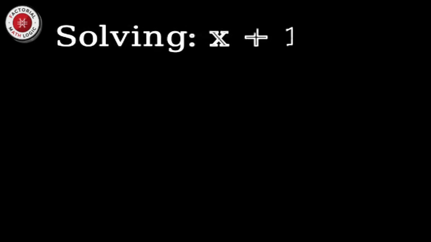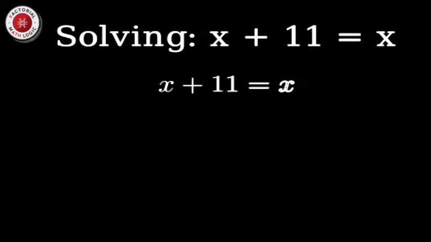Hello, welcome back. Let's today solve this contradictory equation step by step. So, we are given here x plus 11 equals x. The goal is to simplify and see if we can find a solution for x.